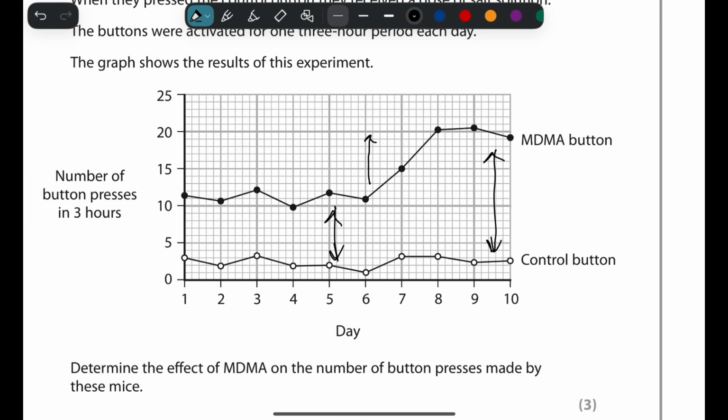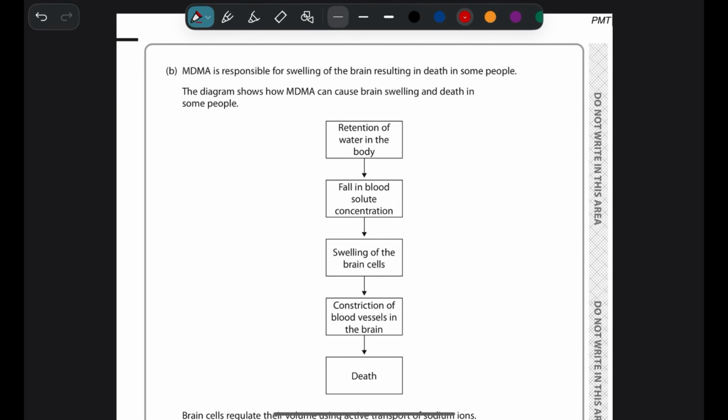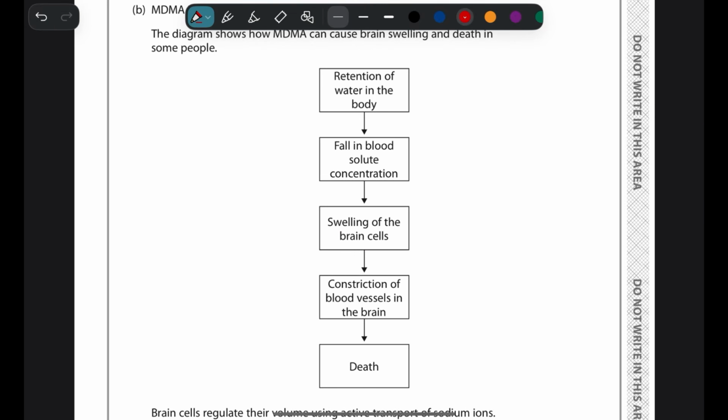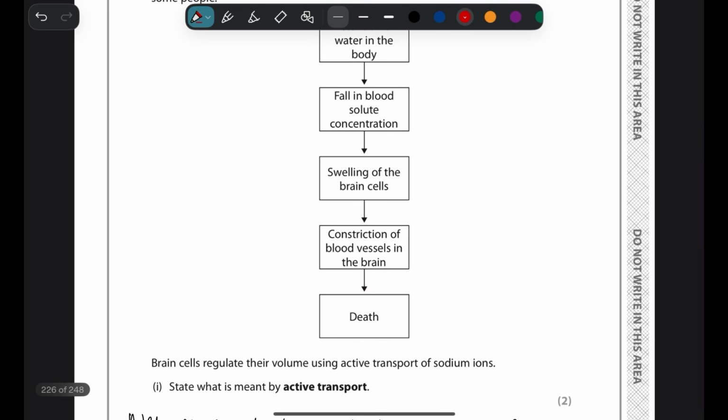Okay, so now they're saying MDMA can cause swelling of the brain, or edema, which causes death in some people. So we have a diagram here that's showing what's happening. So if they retain water, there's a fall in the blood solute concentration. So the brain swells, you constrict the blood vessels, die. Cool. It said that brain cells regulate the volume using active transport of sodium ions.